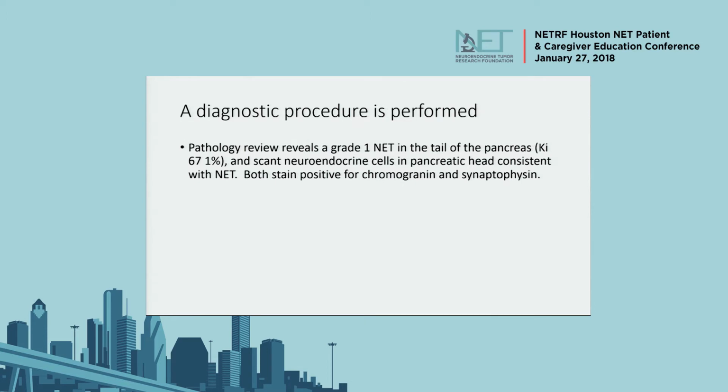All right, so a diagnostic procedure is performed. They do an endoscopic ultrasound, and so we find 2 tumors. We have a grade 1 neuroendocrine tumor in the tail, and then in the head, they have a separate biopsy. They have some scant neuroendocrine cells that can't be graded, but it looks like cancer. They both have chromogranin and synaptophysin.